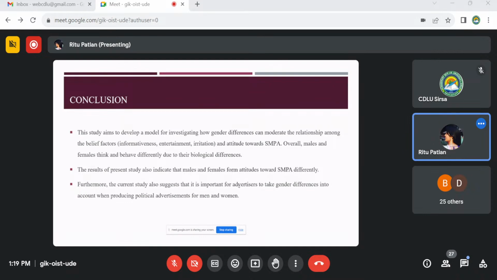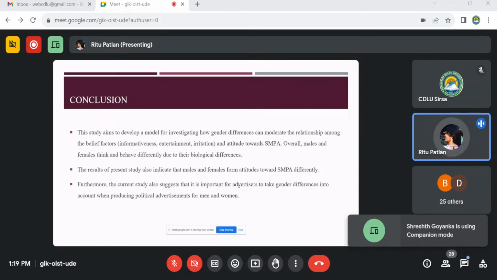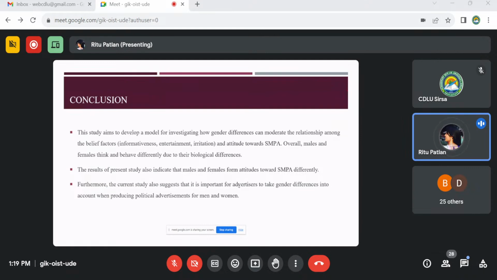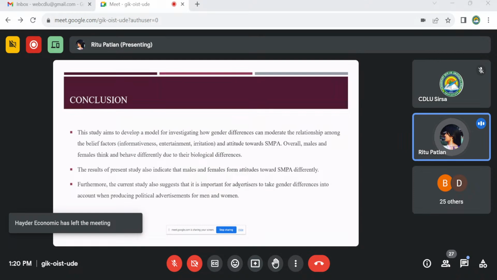Okay. Yes, sir. And the results of this study indicate that males and females form attitude towards social media political advertising differently. Furthermore, the current study also suggests that it is important for advertisers to take gender differences into account when producing political advertisement for men and women, as it will help the advertisers to spend money more effectively.